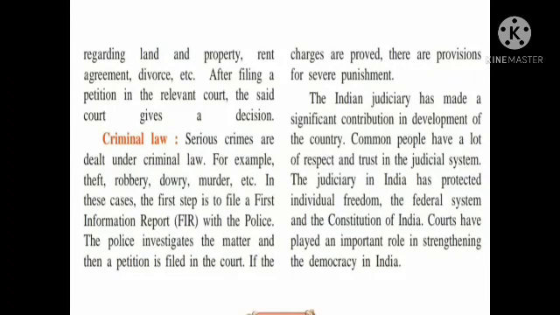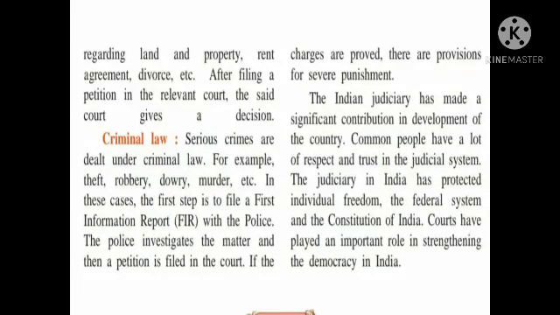Now, the very first important thing, or the first step, is an FIR, which is also called the First Information Report. Whenever any incident takes place, you need to go to the police station and file an FIR. Okay, you go there, you invite the police to investigate the matter, and once the matter is being investigated and you are not satisfied, then you file a petition in the court. And if the charges are proved against a person, there are provisions for severe punishment, my dear student.